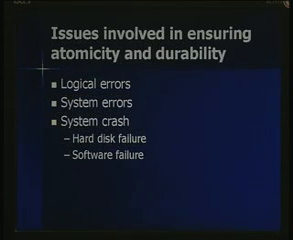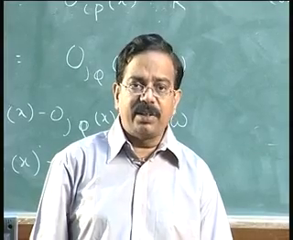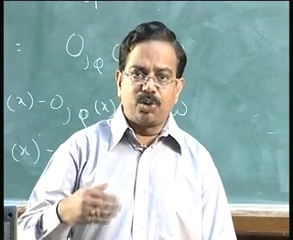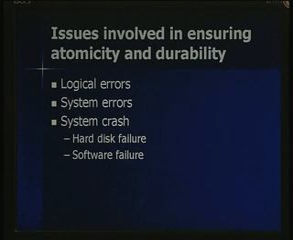Now, what are the issues involved in ensuring atomicity and durability? The following errors can occur when a transaction is executing. First, it could relate to logical errors. For example, you are trying to withdraw some money from a bank account, and it is possible that the account itself does not exist, or the account does not have sufficient funds. In all these cases, the transaction cannot proceed any further. This is what we mean by logical errors. The transaction may have to abort because of logical errors.